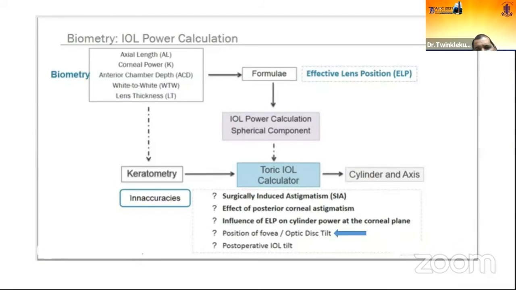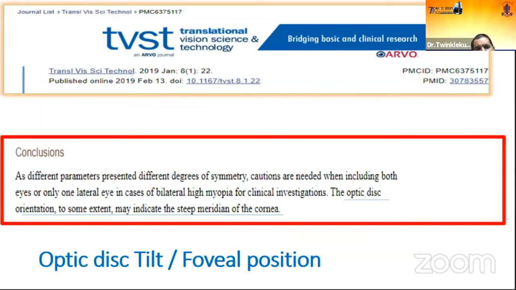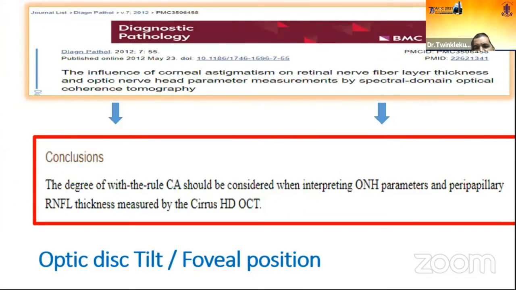Now the next thing coming up is the position of the fovea and optic disc, still under evaluation, but there are some findings that the optic disc orientation to some extent may indicate the steeper meridian of the cornea. Another study shows that the degree of mid-rule astigmatism should be considered when interpreting the optic nerve head parameters and peripapillary retinal fiber thickness by the Cirrus. But this is going to be coming up in the near future.